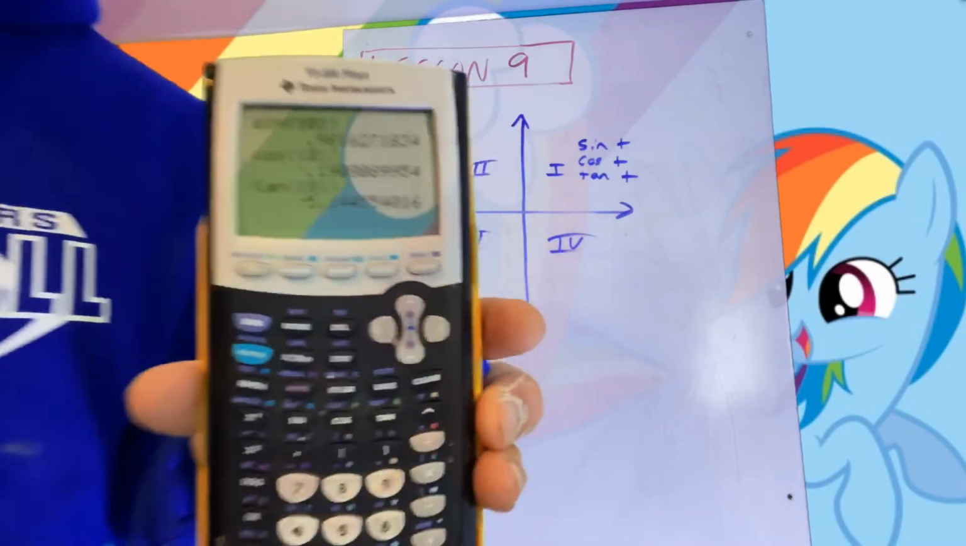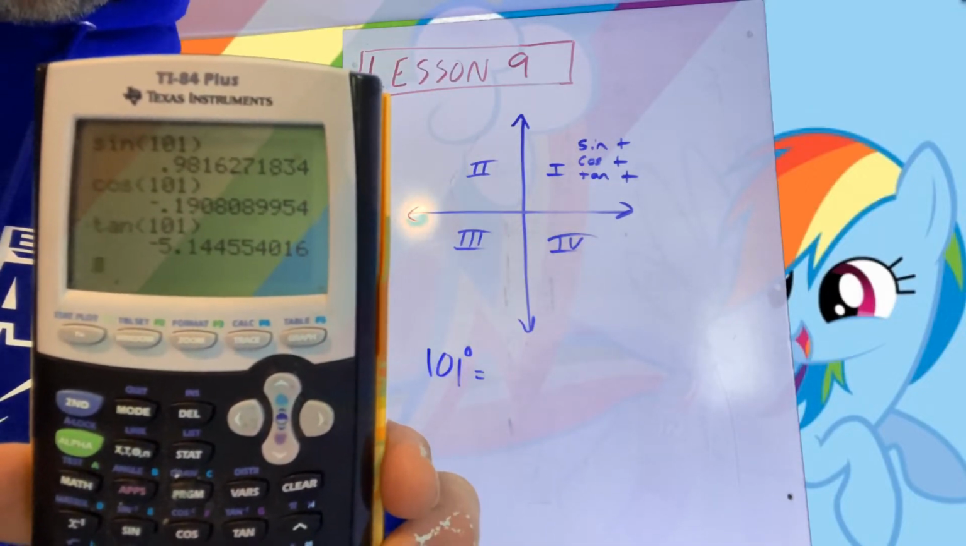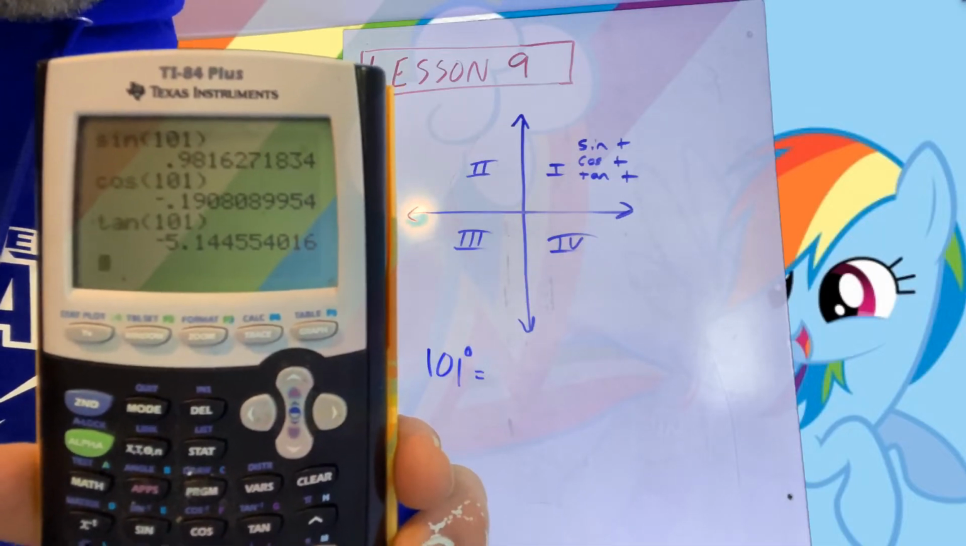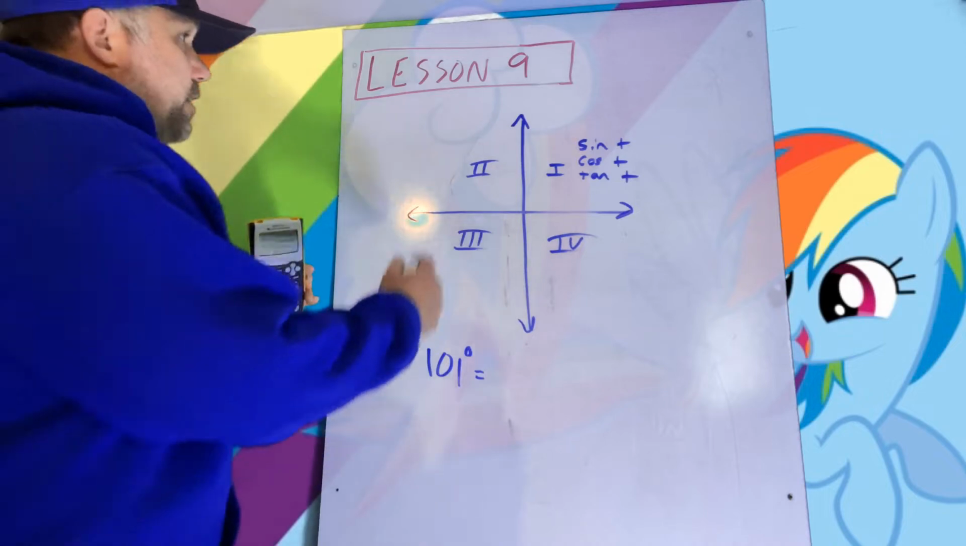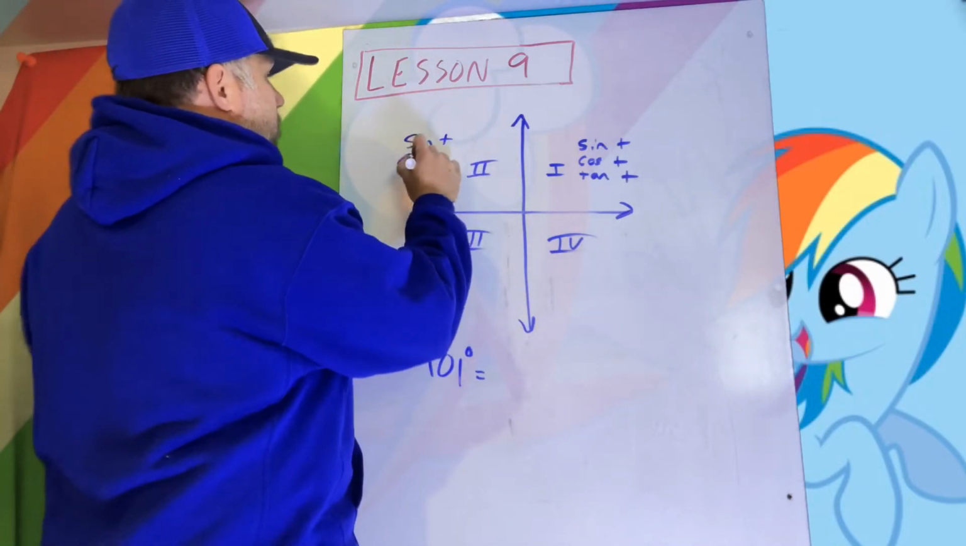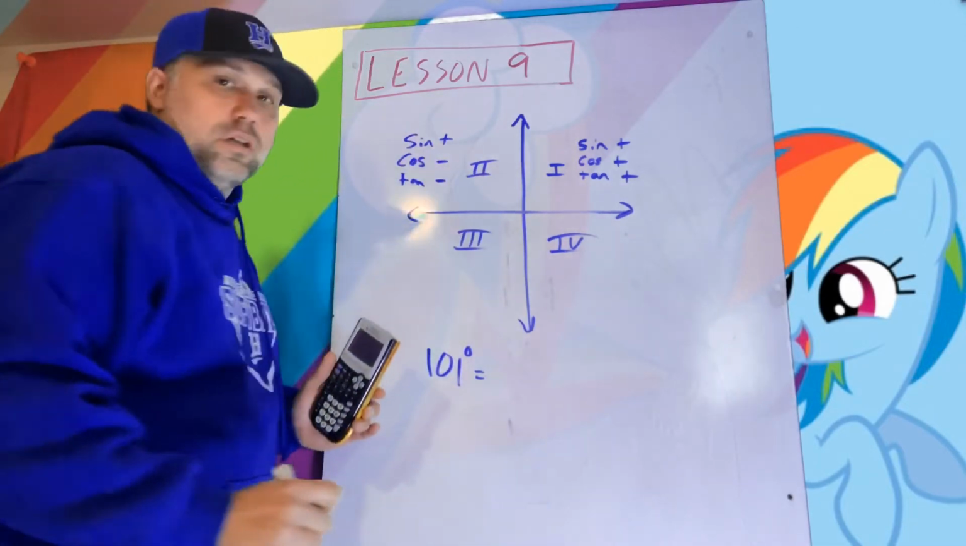Now take a look at these values. Notice that the sine value is positive, but the other two are negative. Cosine and tangent are both negative. So let's summarize that real quick. In this quadrant, sine is positive, cosine is negative, and tangent is negative.